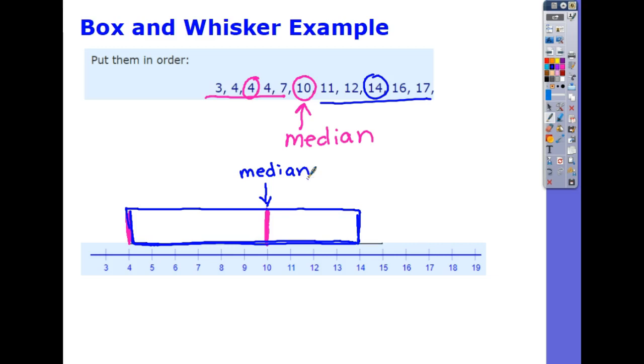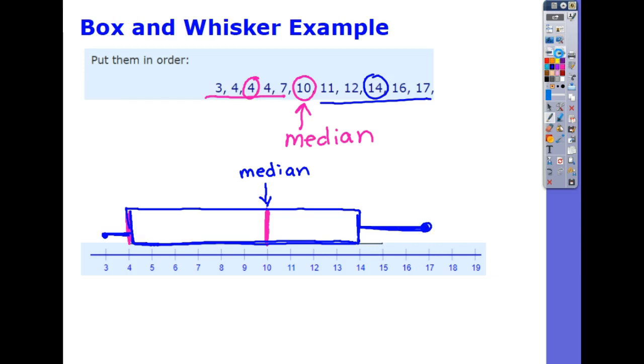Now I need to put in the whiskers. The smallest number of all is 3. So that's where my whisker goes, to 3. This is the smallest number of all. The biggest number of all is 17, and so that's where that whisker goes. So is it fairly easy to make a box and whisker plot? If you can count, you can do it. So, has everybody got that?